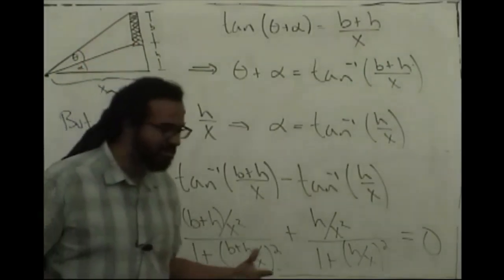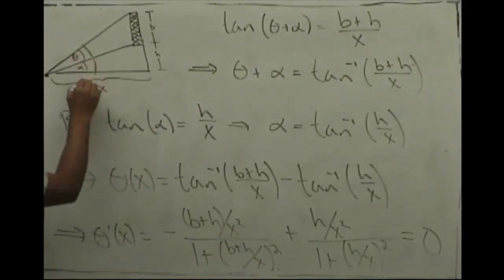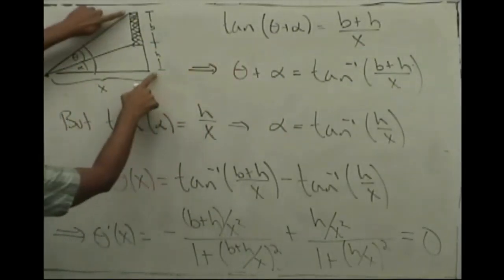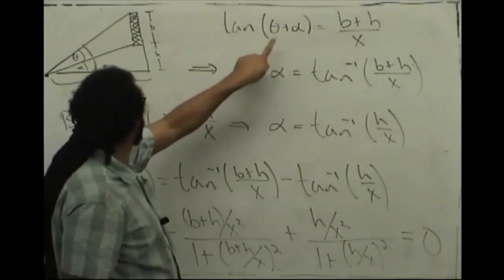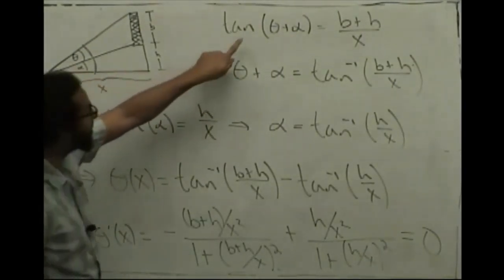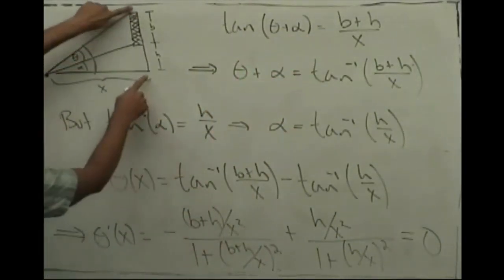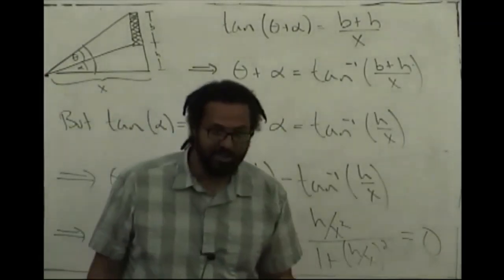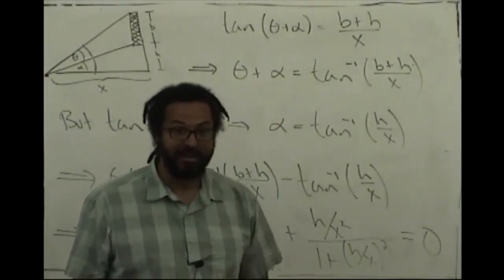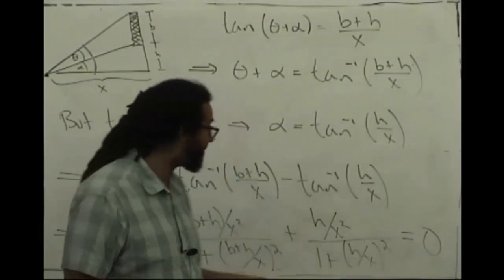Well, we've seen this exercise before. I know that tangent of this total angle, theta plus alpha, is equal to the opposite over the adjacent. Tangent of theta plus alpha is b plus h over x, right? B plus h over x. And so I'm trying to maximize theta, so my goal should be to write theta as a function of x, right? Trying to find an x that will maximize theta, so let me write theta as a function of x.